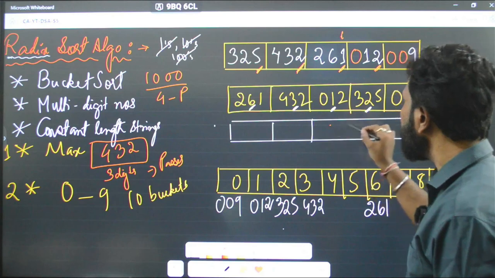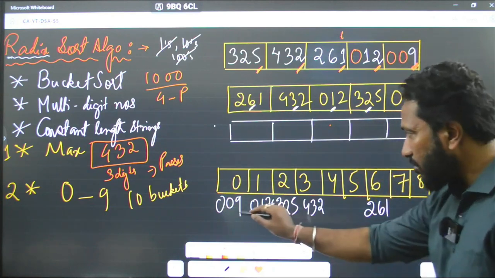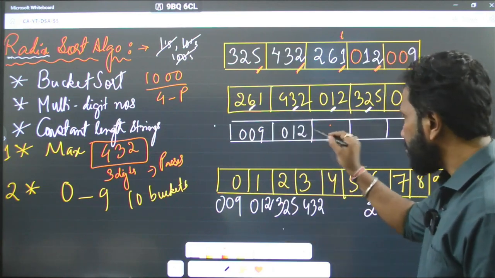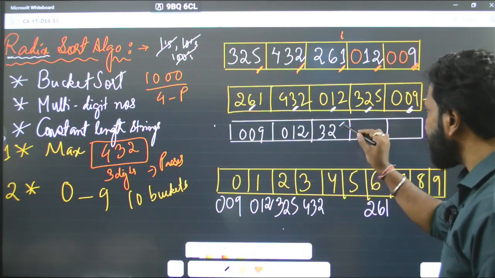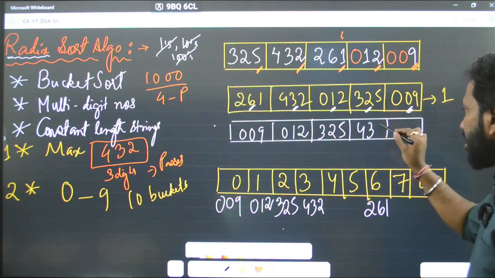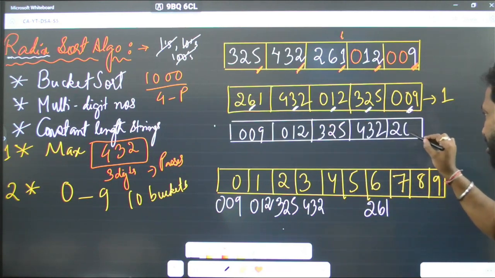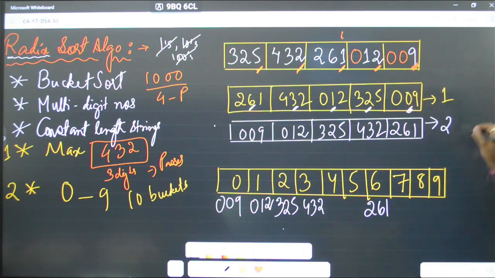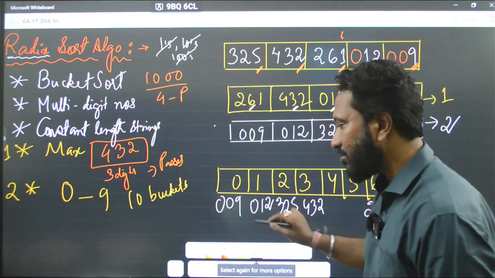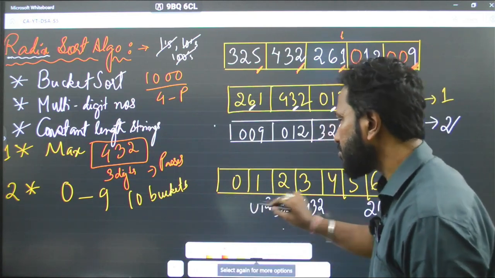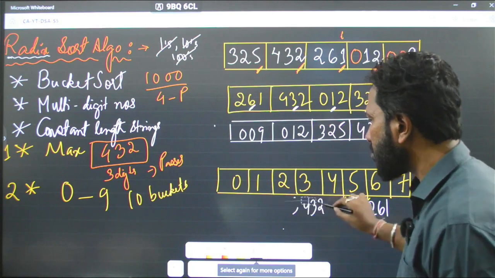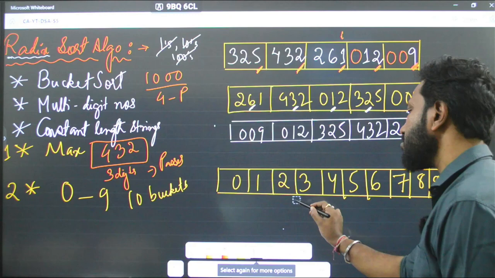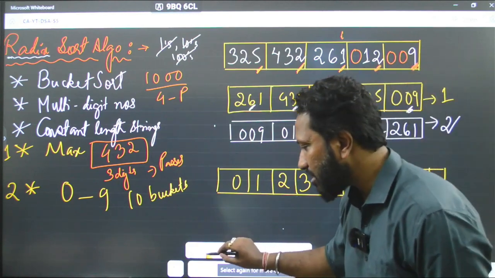One, 2, 3, 4, 5. So from here 009, 012, 325, 432, 261. Clear? This is iteration number 2. Now I will reset the counter. Let us write down for the third one.